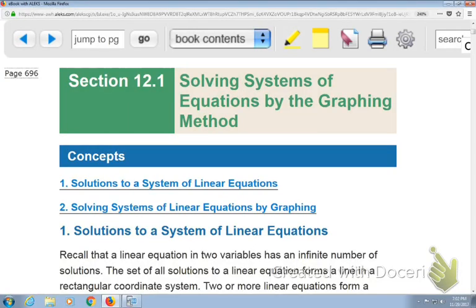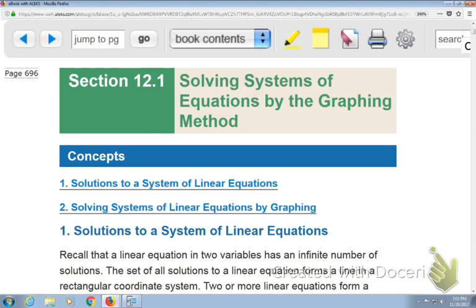So, finishing up, we have a lot of sections, but they're all very closely related. In 12.1, we're going to talk about solving systems of equations by the graphing method, which actually turns out to be a terrible method, so we're not going to spend a lot of time on it. But it's a good introduction to the concept of what is going on.